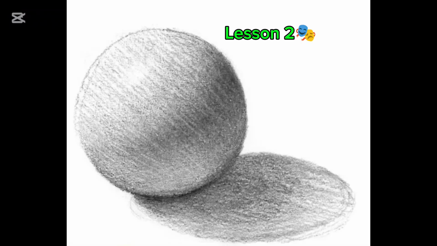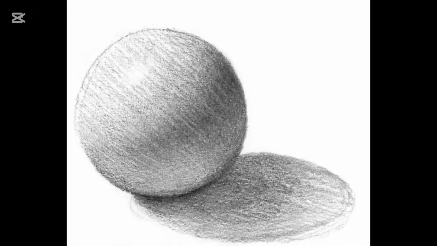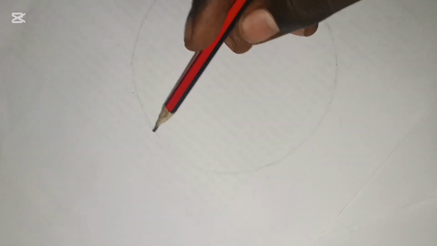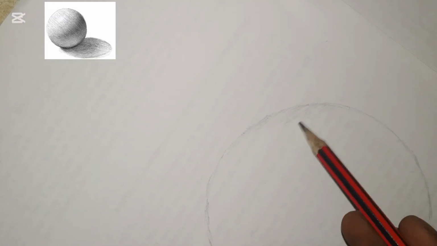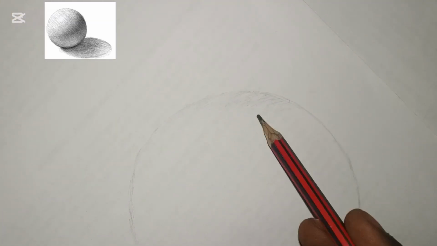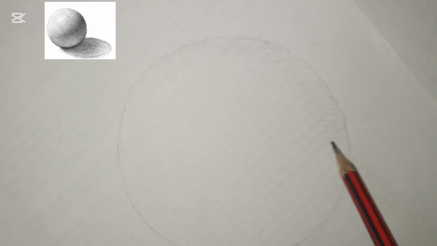Okay, for this tutorial we're going to be practicing using the hatching method to shade this ball. So get ready, let's begin. Okay, firstly you need to draw your circle. Make sure you try and get a round circle, then you start shading. So if you are shading, you need to look at your reference very well because you can observe our light direction is coming from the left downward.